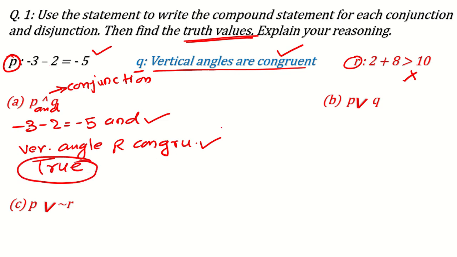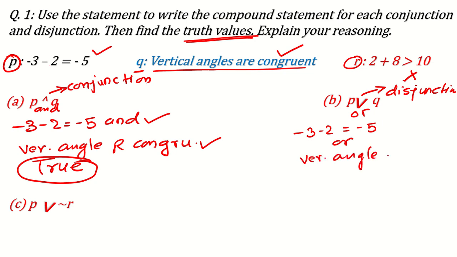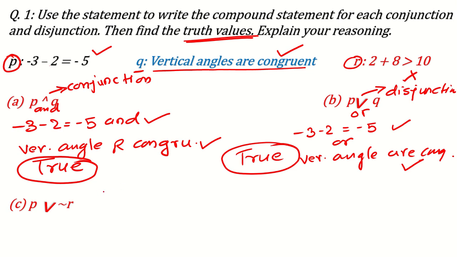Okay. Now, next question. This is called OR, and it is used for disjunction. Now, P or Q. So minus 3 minus 2 is equal to minus 5 is one statement, or vertical angles are congruent. So here also both statements are correct. So its truth value will be true because both conditions are true. For disjunction I told you, if any one is true, even then this statement will be true.